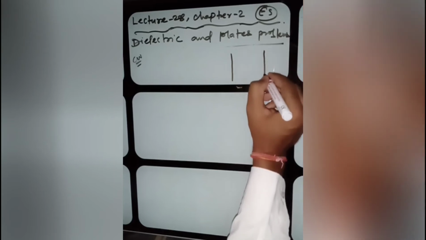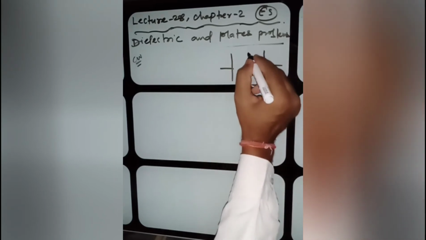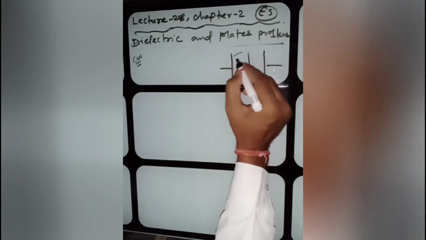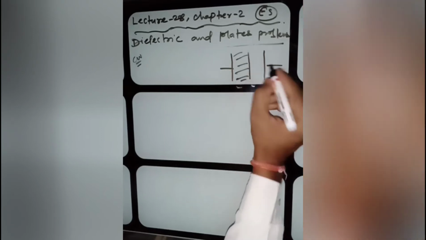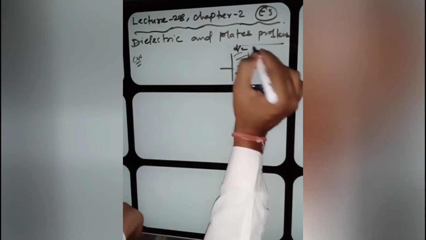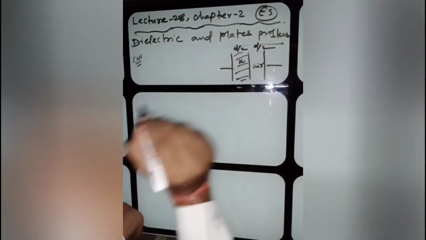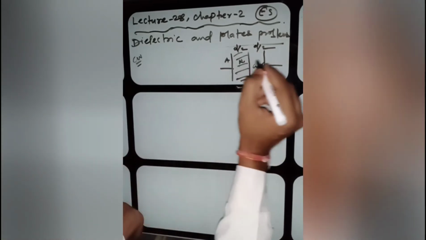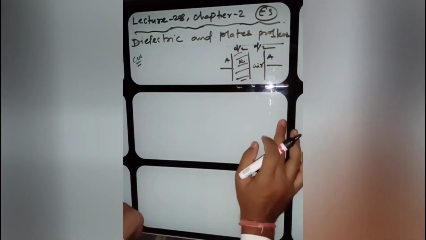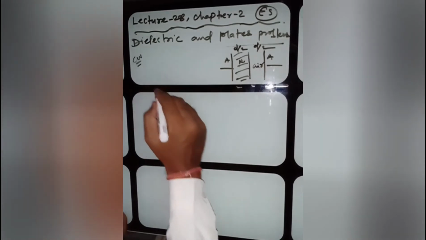Now this capacitor is filled with dielectric and this is air. Okay, d by 2 filled with dielectric and d by 2 air. Here the dielectric constant is K, plate area A, and the total separation is D. You have to find the equivalent capacitance. Okay, try to solve. Now look here.